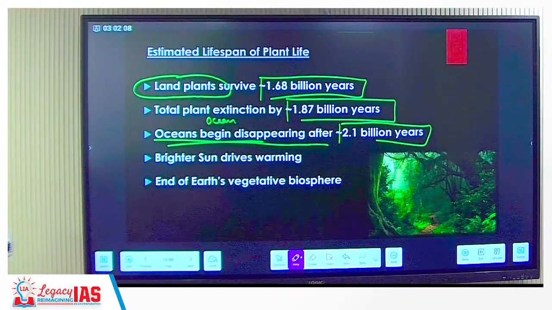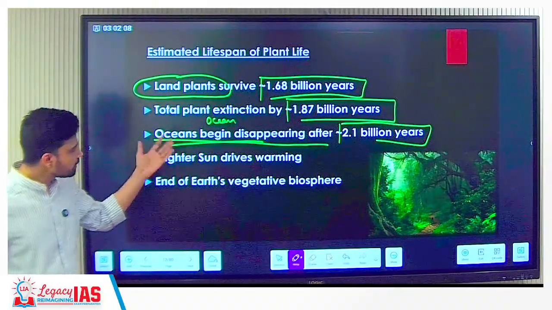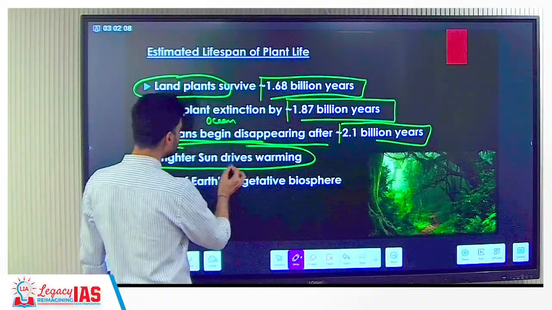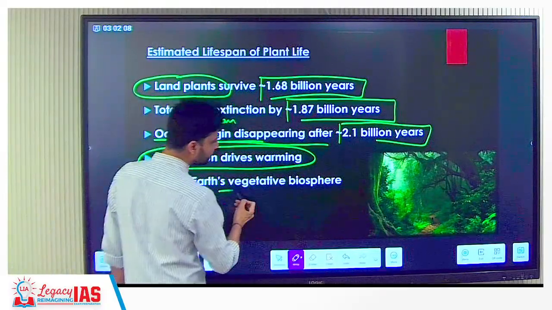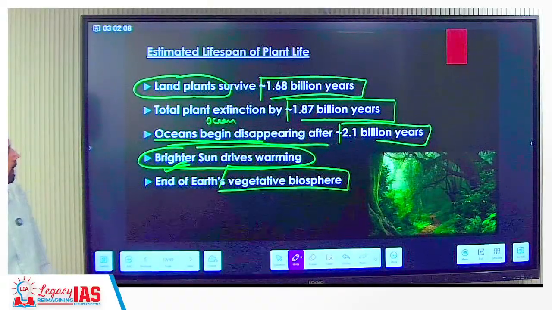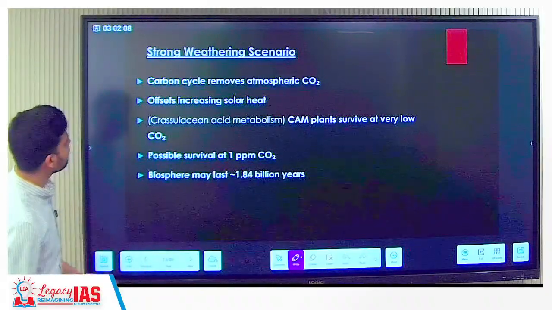Why would the ocean disappear? What do you think is the reason? Right, the temperature is becoming so high that water cannot remain in the liquid form. In what form will it convert? Water vapor form. So that's how the ocean would start to boil and basically disappear, caused by the warming that is a result of a brighter sun. End of Earth's vegetative biosphere. So these are the important values, 1.68, 1.87. By then life would come to an end.